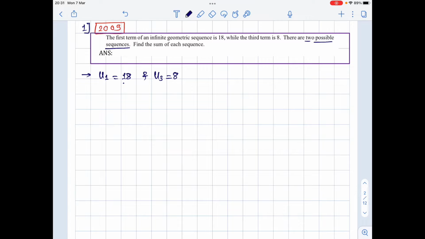Obviously we know u1, we don't know u2, so we cannot find a ratio, but we know u3, so we have to use the term formula. The term formula for the geometric sequence is un is equal to u1 times r raised to n minus 1. I'm writing u3 below un, so n is 3. u1 is given as 18, r we don't know, 3 minus 1. u3 is 8, so 8 is equal to 18 times r raised to 2.